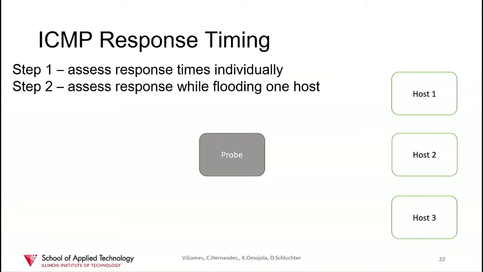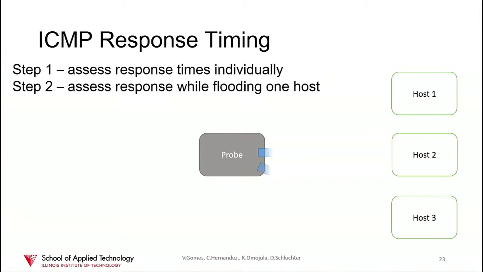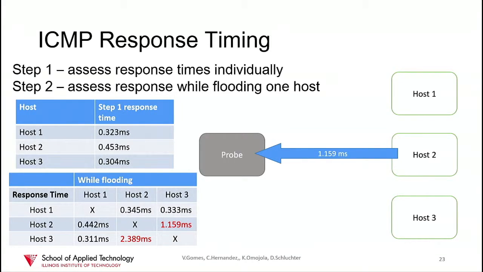In the second step, we're going to do the same thing, but with a flood request on another host. So we're going to repeat the experiment, but while doing that ping request, you're going to flood the other host. When you do that, you get another response time back. We're going to repeat that for all hosts while flooding the other one. When you are done with all the tests, we're going to have a table like that. And with that, we can establish some relationships.